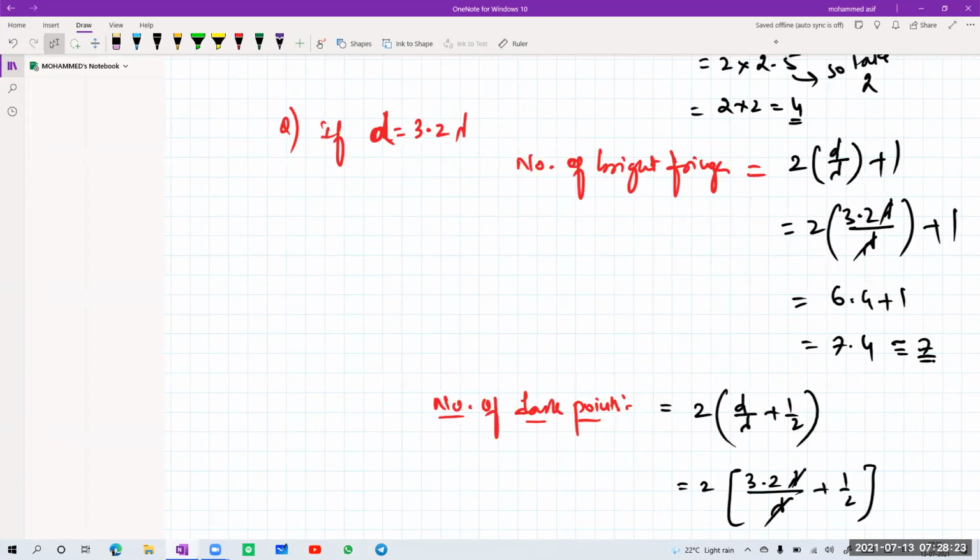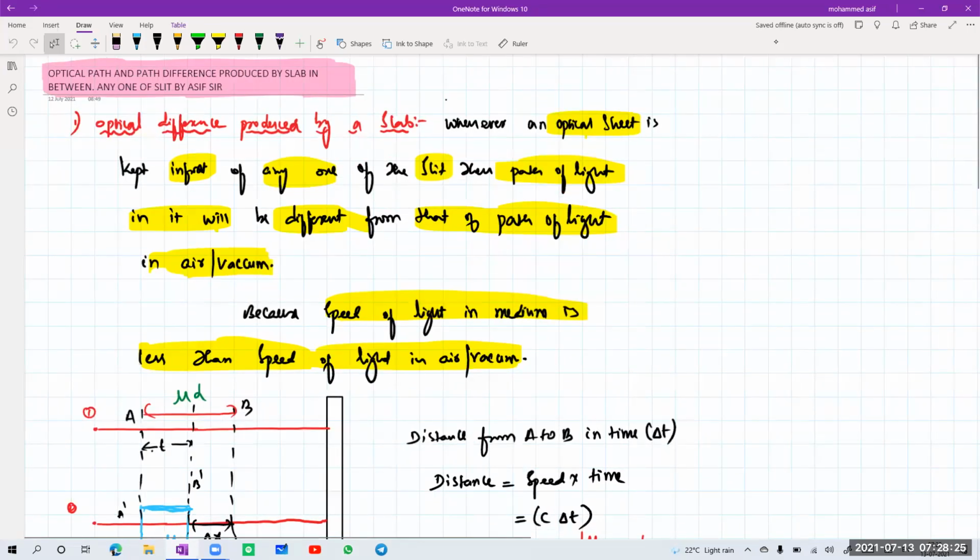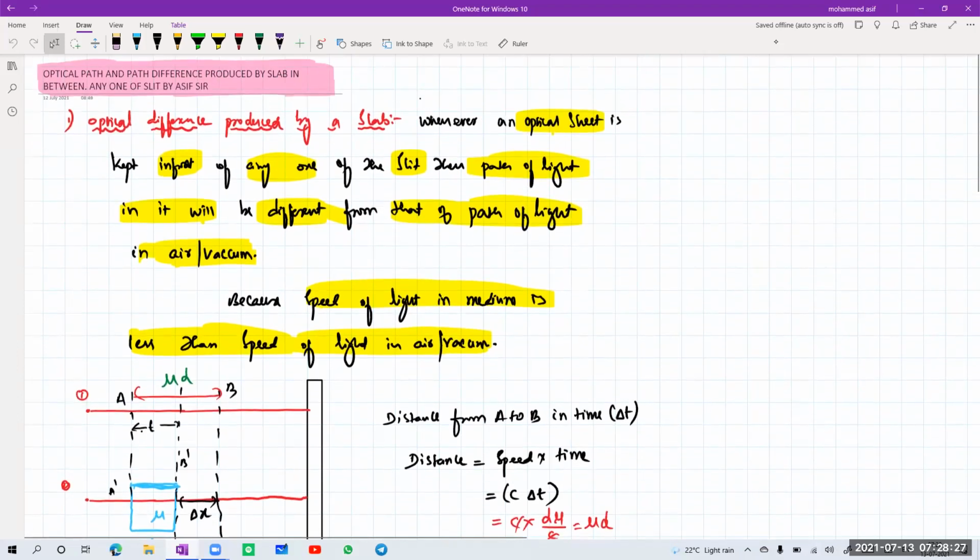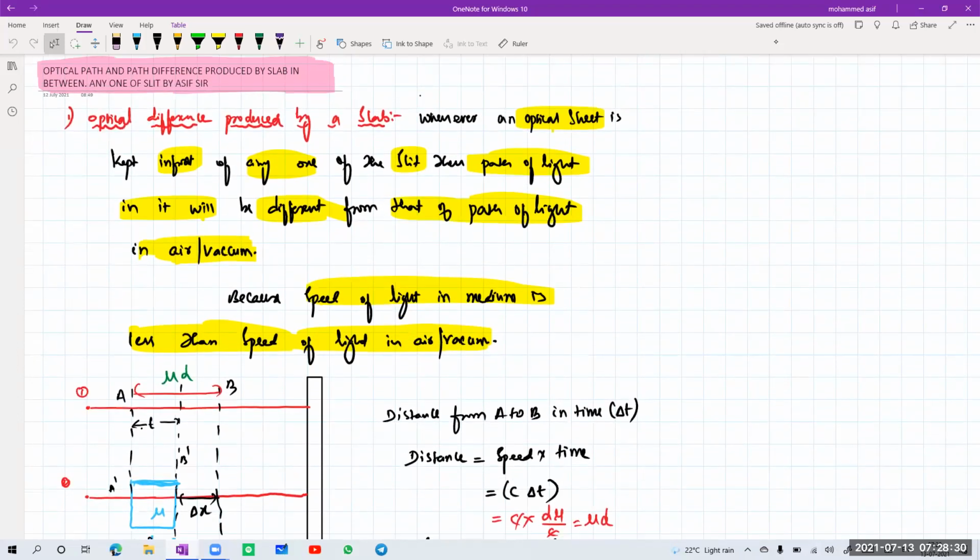Next one. Optical path and path difference produced by this slab. What is an optical path, beta? See, if you have ever seen 3D movies in theaters, like say Iron Man 3, or any other 3D movies, they give you spectacles, isn't it? The moment you use the spectacles, you will see that without the spectacles, the movie looks like a blurred image. The moment you use your spectacles, what happens? The blurred image overlaps on the other one and you get a clear image of the picture.